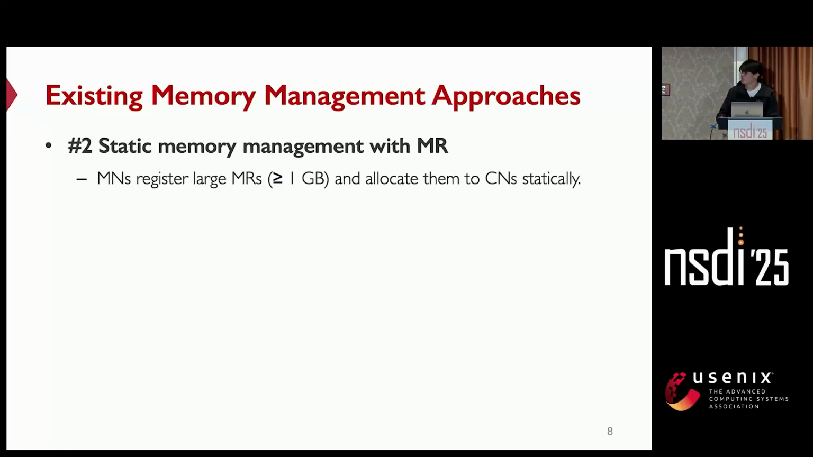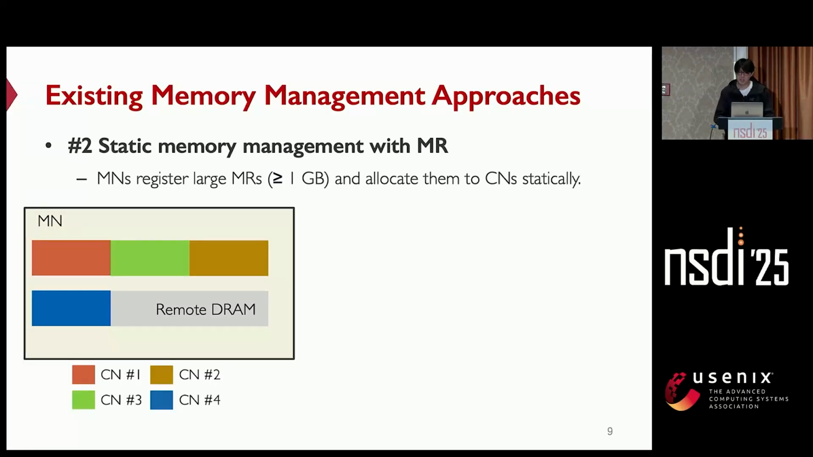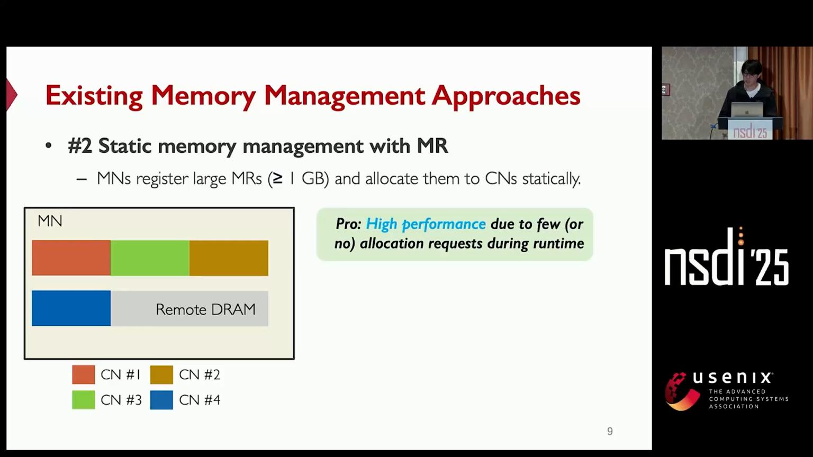Therefore, most existing disaggregated memory systems adopt a static memory management approach. For example, FastSwap, a state-of-the-art swap-based disaggregated memory system, registers memory regions with the size of swap space of the compute node. This approach achieves high performance since there are few or even no memory allocation requests during runtime.